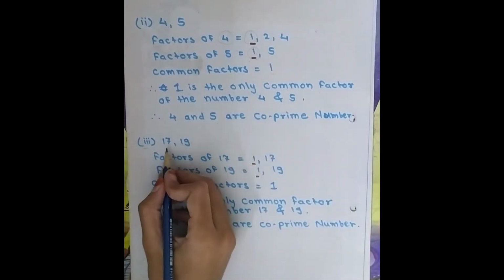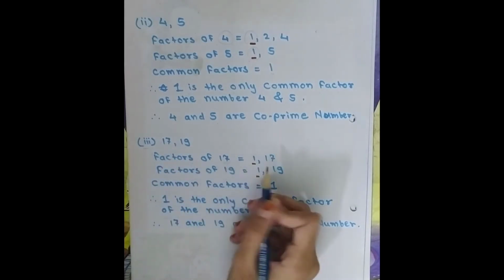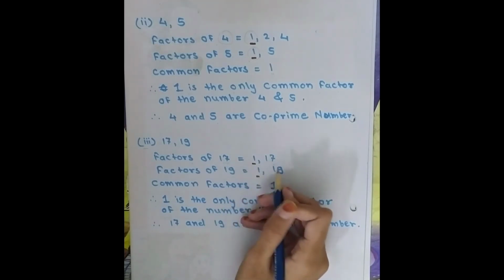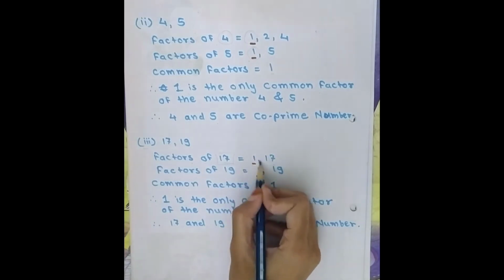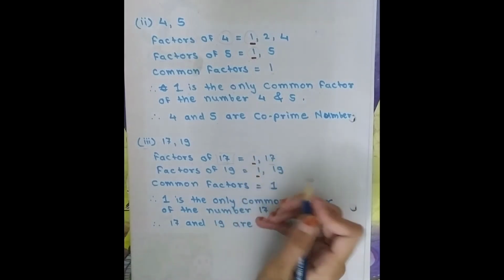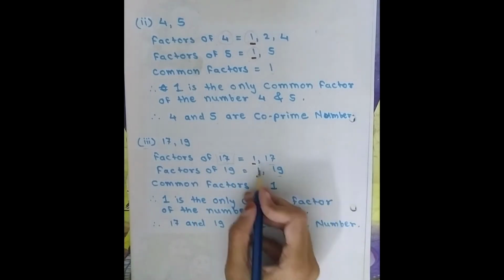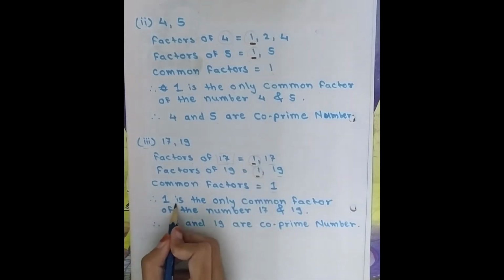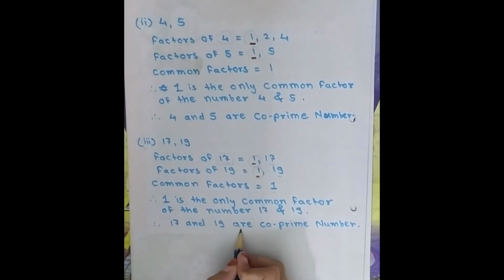Now the third question is 17 and 19. First write the factors of 17. Factors of 17 are 1 and 17. And factors of 19 are 1 and 19. Therefore here the common factor is 1. So we write, therefore 1 is the only common factor of the numbers 17 and 19. Therefore 17 and 19 are co-prime numbers.